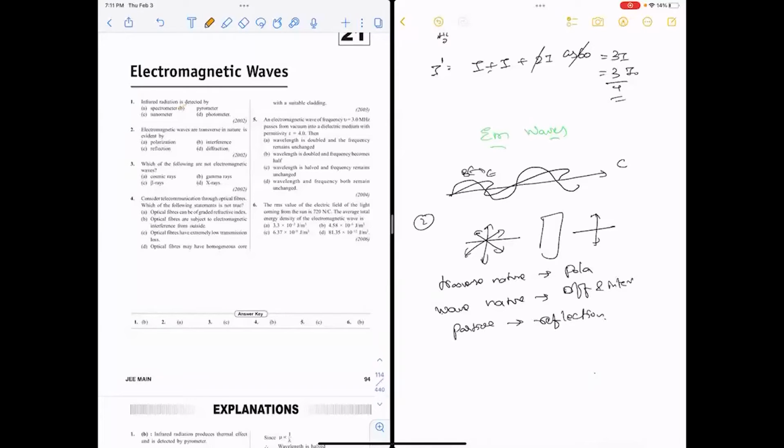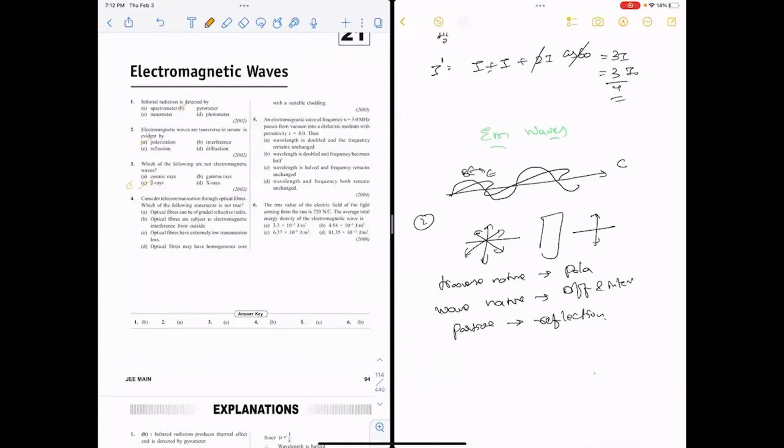Hope you understood. Which of the following are not electromagnetic waves? Cosmic rays, gamma rays, beta rays, X-rays. Beta are electrons, right? Cosmic rays are EM waves, they are very highly energetic. So beta rays, electrons, are not EM waves.